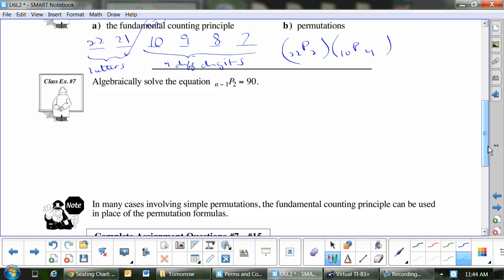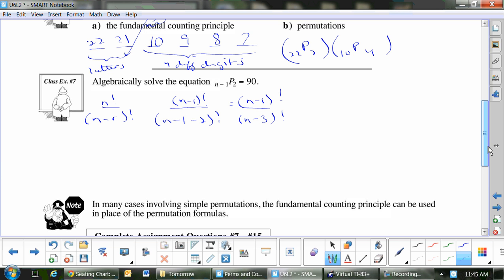The formula is n factorial over n minus r factorial. Now in this case, what is n? It's n minus 1. So that's weird right away. So we're going to keep that straight in our head. So it'll be n minus 1 factorial all over n minus 1 minus 2 factorial. Okay? So that's the same thing as n minus 1 factorial all over n minus 3 factorial. Okay? The negative 1 minus 2.